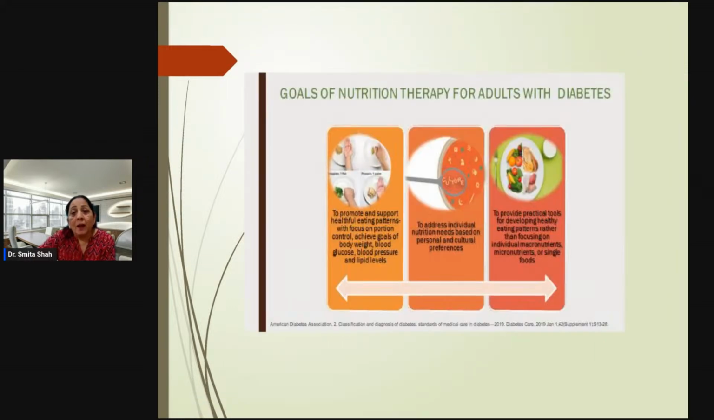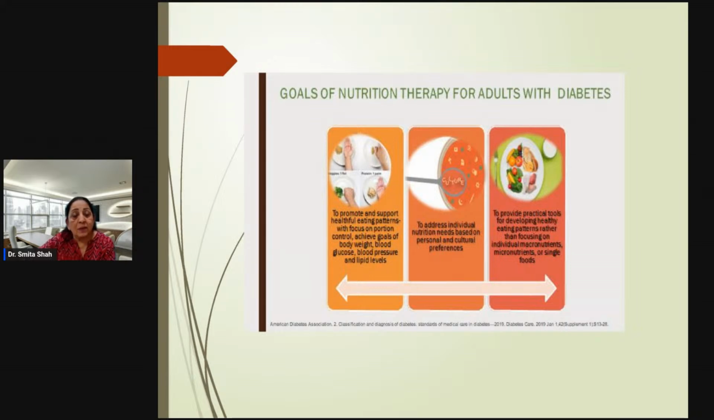As you go for remission, the goal of nutrition therapy for adults with diabetes is to promote and support healthful eating patterns, with the focus on portion control. That is the most important. You must teach patients how much portion to take at breakfast and at lunch, and achieve the goals for body weight, blood glucose, blood pressure, and lipids. We focus on blood pressure control as well as lipid control.